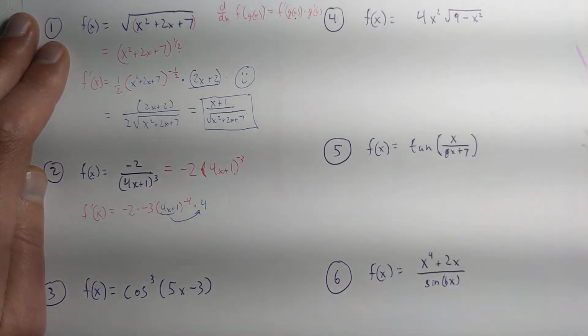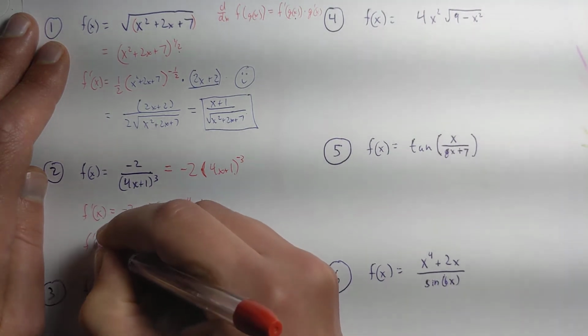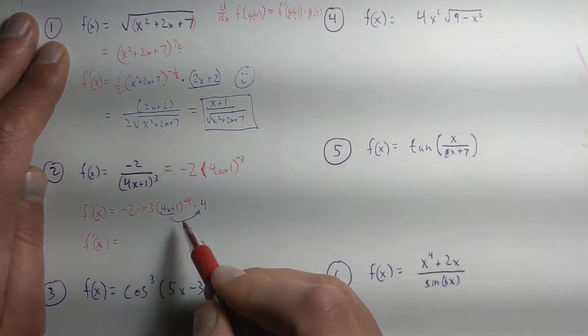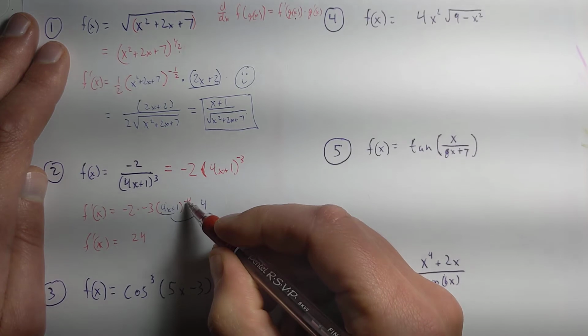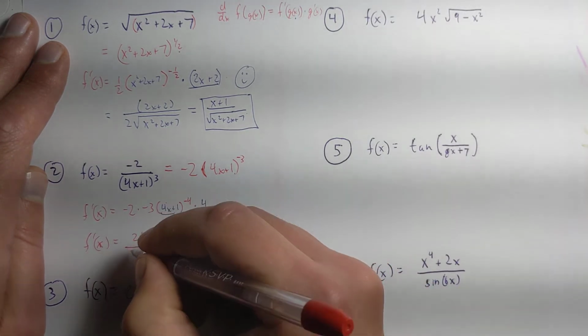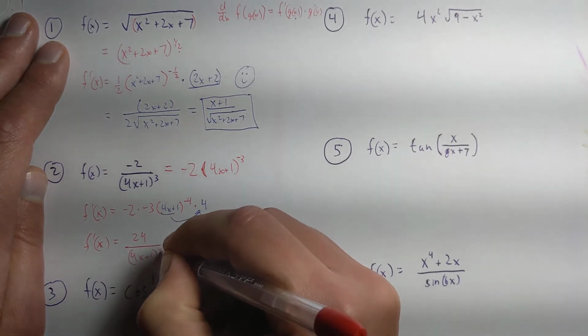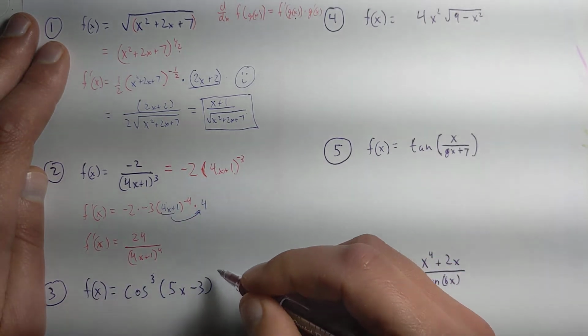That is correct. If we want to clean it up and simplify, you can if it makes you happy. So that's going to be positive 6 times 4, which is 24. Negative exponent means this is going to go on the bottom. 4x plus 1 to the 4th. Both of these are correct, though.